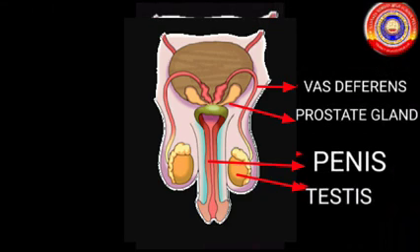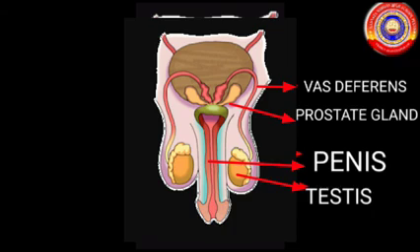Then the next one is penis. It is formed of specialized muscles and blood spaces. Urine and semen come out through the duct, that is the ureter, inside the penis. The main function of the penis is to help deposit sperms in the vagina.